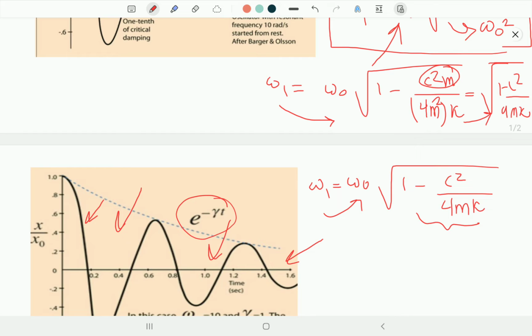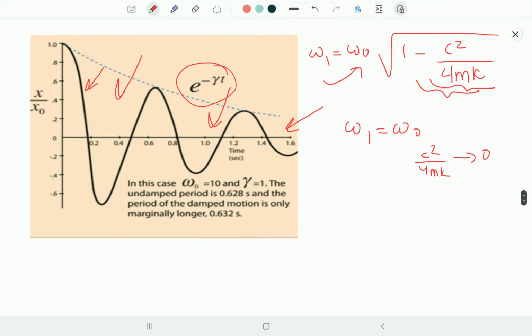Now omega 1 would be equal to omega naught when this term, c square by 4mk, tends to 0. Then we will get omega 1 approximately omega naught. And this happens when c square is very much less than 4mk. Now this is the condition when the motion will not be a damping situation.